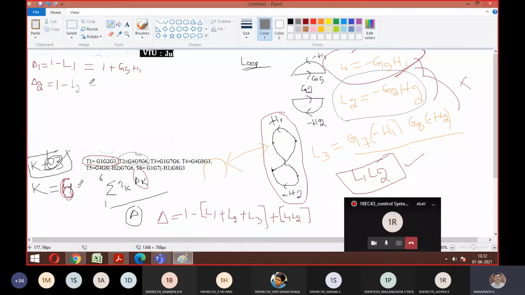I hope everyone got this concept right. Loops which are touching, don't consider. Loops which are not touching, just consider them and replace in the formula. This becomes 1 minus L2, which is 1 plus G2H2. Is it okay till here, everyone? Good. Delta 3.